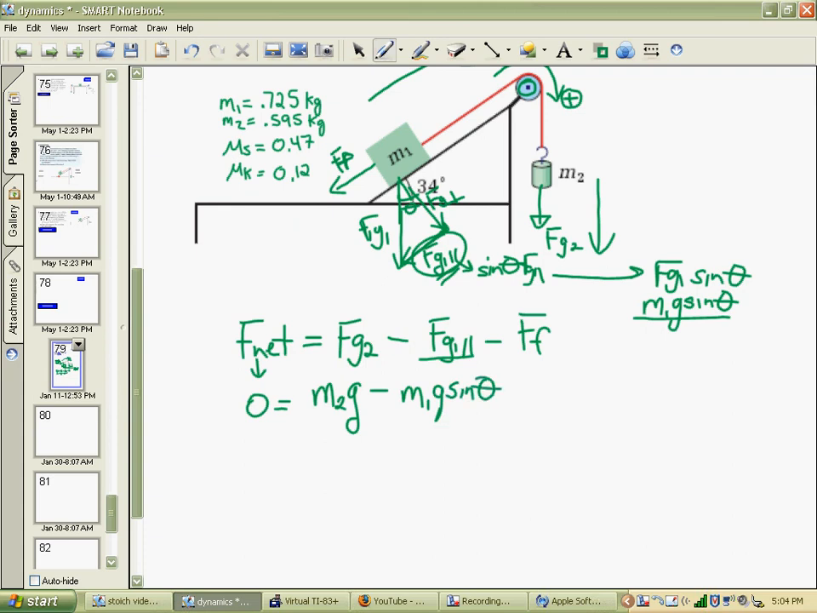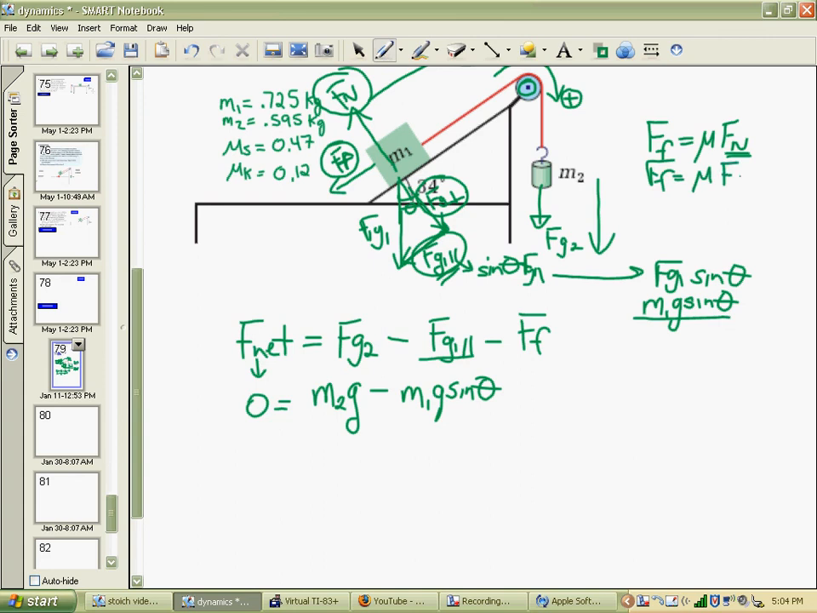Now, my frictional force, there's only one formula we use for friction. Ff is mu times the normal force. The normal force is how hard the surface is pushing on the object. The normal force would be drawn right there. That normal force is exactly balancing Fg perpendicular, so we'll write that in. Ff is mu times Fg perpendicular.